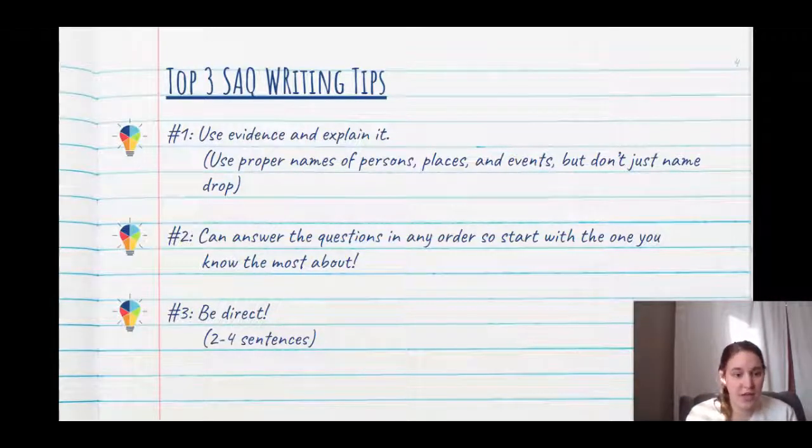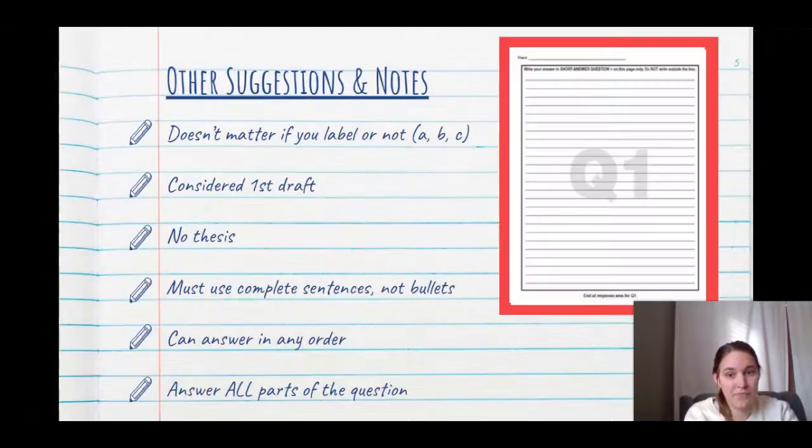2 to 4 sentences is enough. I see some students writing a massive paragraph for part A and then having very little room to answer part B and C. And so you want to make sure that you are remembering it's a short answer question and you can be direct. Other tips is you don't have to label if you don't want to.